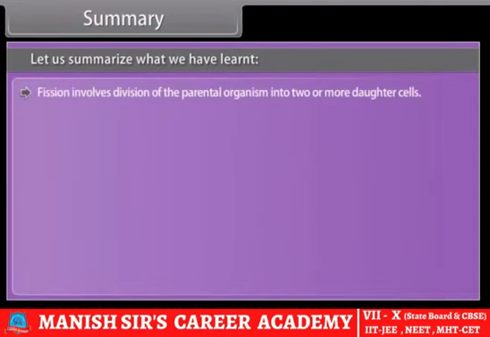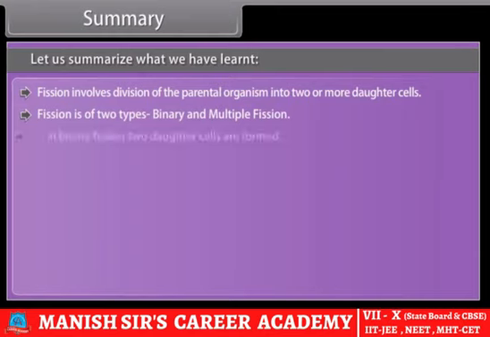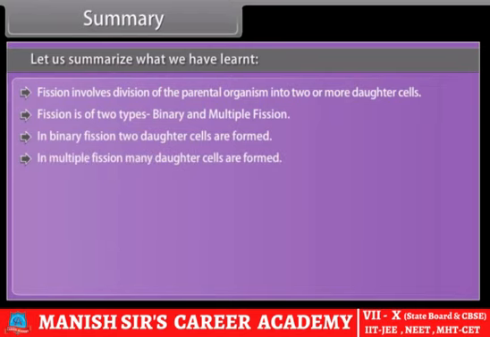Fission involves division of the parental organism into two or more daughter cells. Fission is of two types, binary and multiple fission. In binary fission, two daughter cells are formed. In multiple fission, many daughter cells are formed.